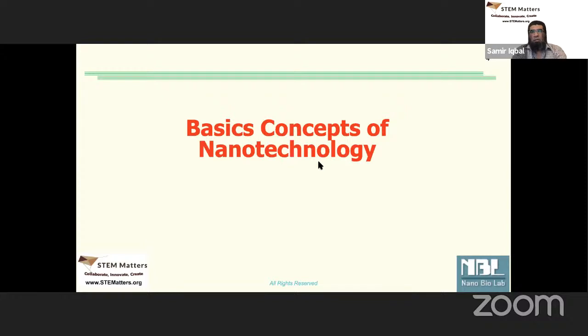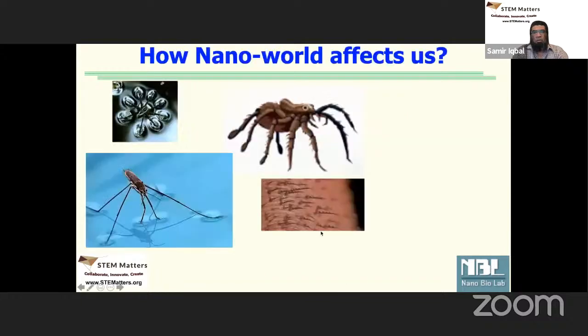We'll continue on the basic concepts of nanotechnology. So today we're going to see how the nano world affects us, or what the properties at nanoscale are which are different than at large scale, and what their impacts are on what we do now. And when we say what we do now, we have many products and many inspirations that have helped us.